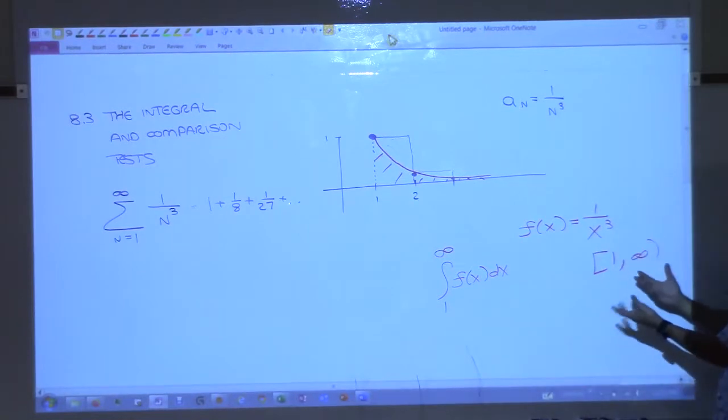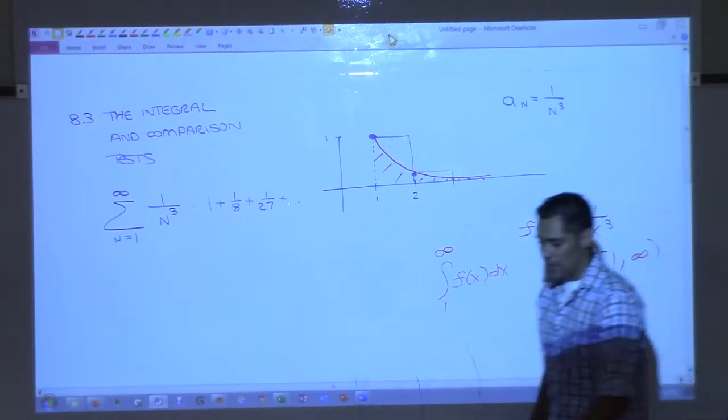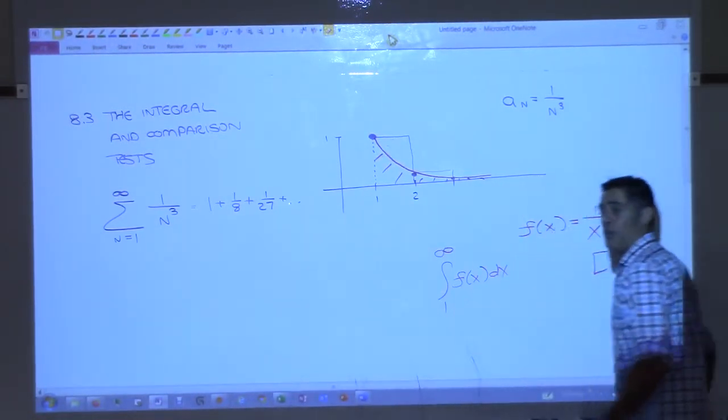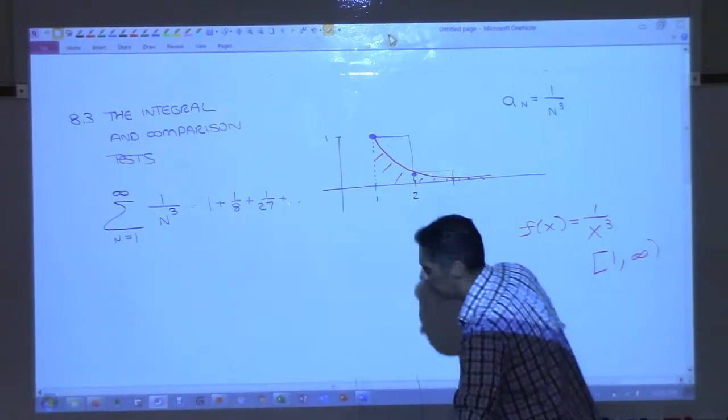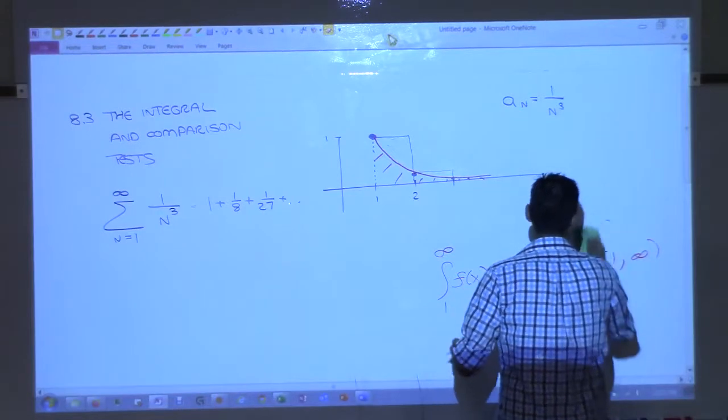So this leads us to what's called the integral test. And we're not going to get into the proof of the test because it's a little harder to prove why the test is true all the time.